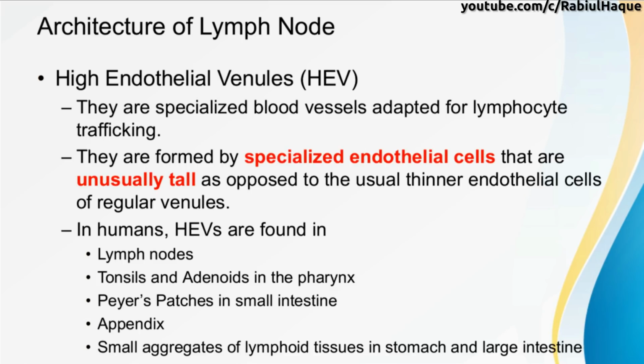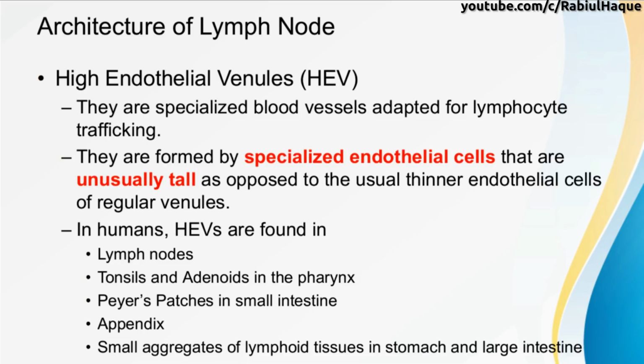They are formed by specialized endothelial cells that are unusually tall as opposed to the usual thinner endothelial cells of regular venules. Since they are unusually taller than the usual thin endothelial cells of regular venules, that's why they are called high endothelial cells. And the venules are therefore called high endothelial venules, or HEV.